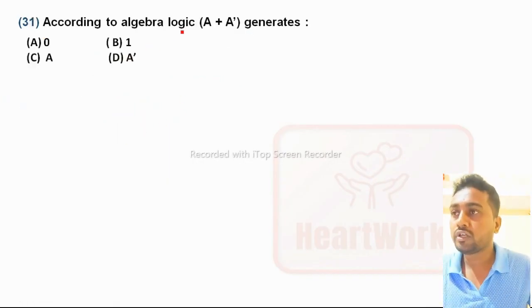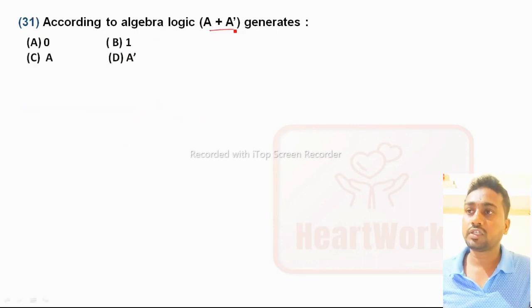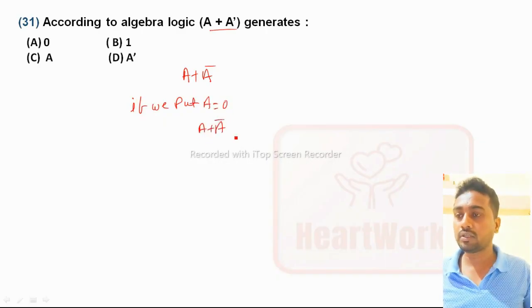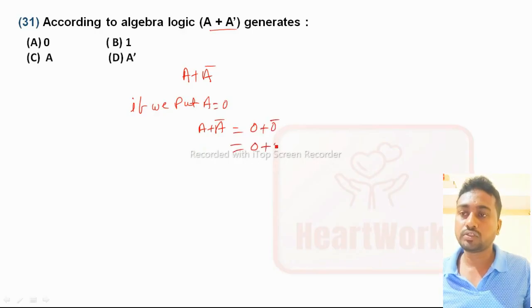According to Boolean algebra logic, A plus A bar generates what? A plus A bar means what? Simply, we have to check by putting values. If we put A equal to 0, then A plus A bar equals 0 plus 0 bar, and 0 bar means 1, so it will be 1.